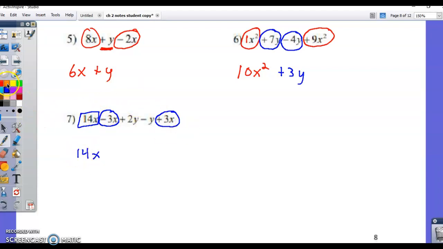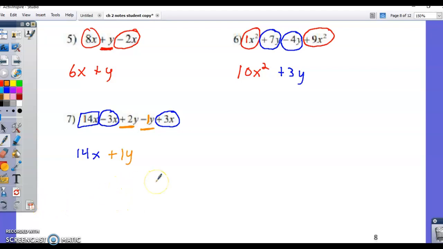And then our 2 left over, we have a 2y and a negative y. Remember, that is a negative 1. So 2 minus 1 is 1. So that would be a positive y. Or you could put 1y. Either of those are good. Again, you're going to see answers like this without that 1 listed. But if you put the 1, that works as well.